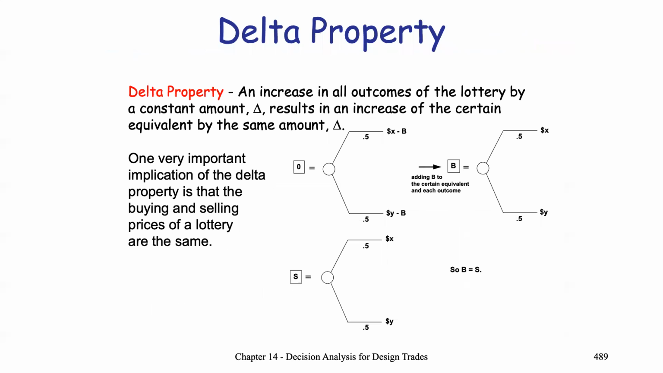We have delta properties. A delta property is an increase in all outcomes of the lottery. As an example, an increase in all outcomes of the lottery by a constant amount delta results in an increase of the certain equivalent by the same amount delta. So one very important implication of the delta property is that the buying and selling prices of a lottery are the same. So if you buy a lot, you buy a little, it's still the same kind of relationships in terms of the probability of getting an outcome.